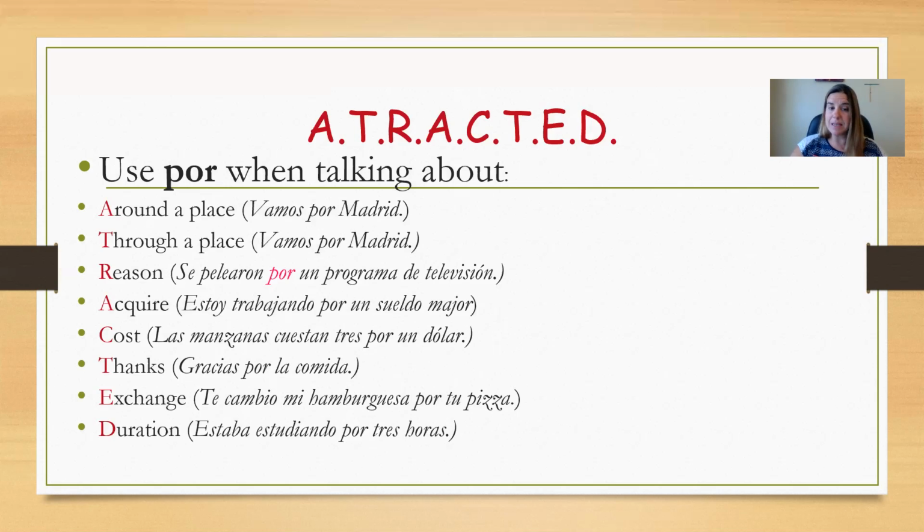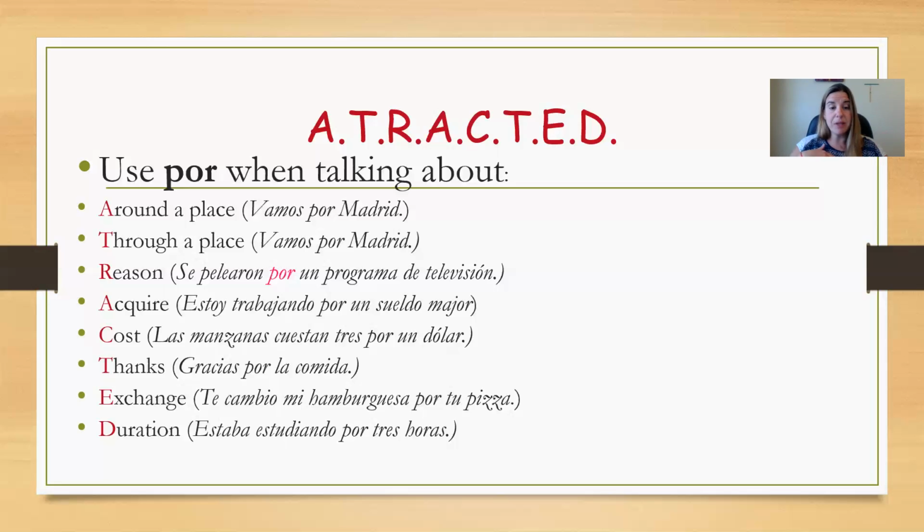Cost. Las manzanas cuestan 3 por $1. They cost 3 for $1. Cost is pretty easy. Same with the next one. Thanks. Whenever you're thankful for something, gracias por. Thank you for. Gracias por la comida. Thank you for the food.